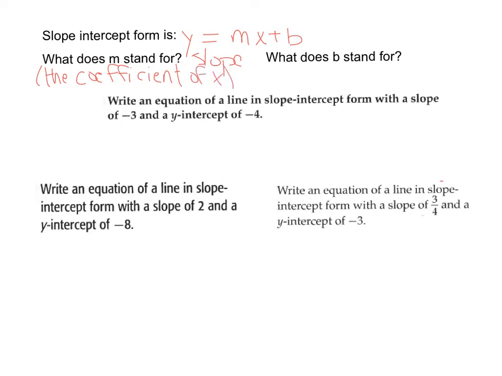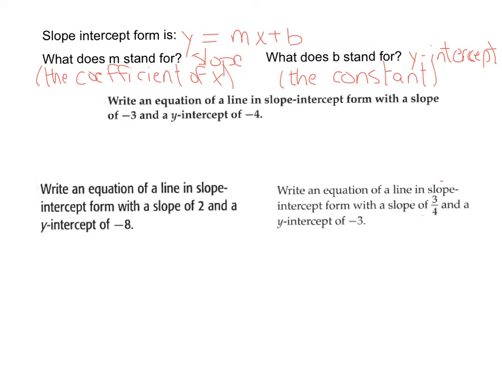And then b, what does b stand for? B is the y-intercept, and I'm having a hard time writing legibly. Y-intercept, and that is always the constant. That's the number by itself, okay, with no variable. So we're going to find these two pieces of information. To write the equation of the line, as far as we're going to know right now, we need to know the slope, we need to know the y-intercept.